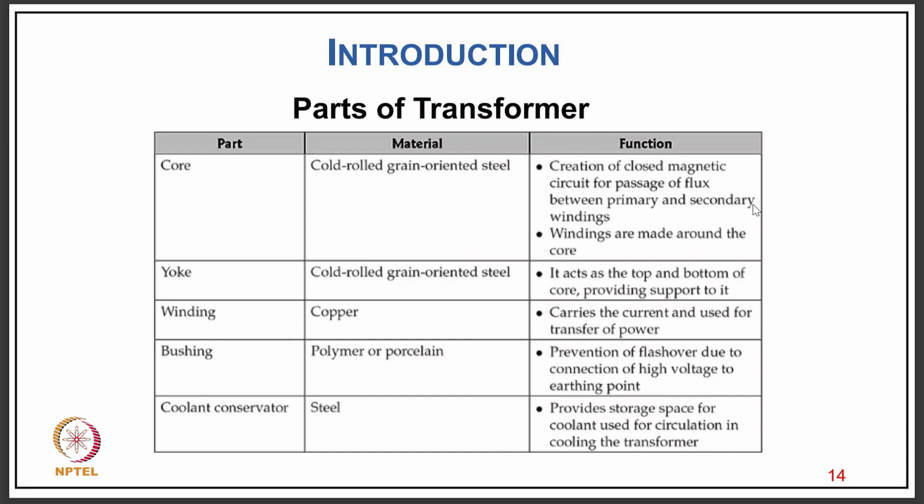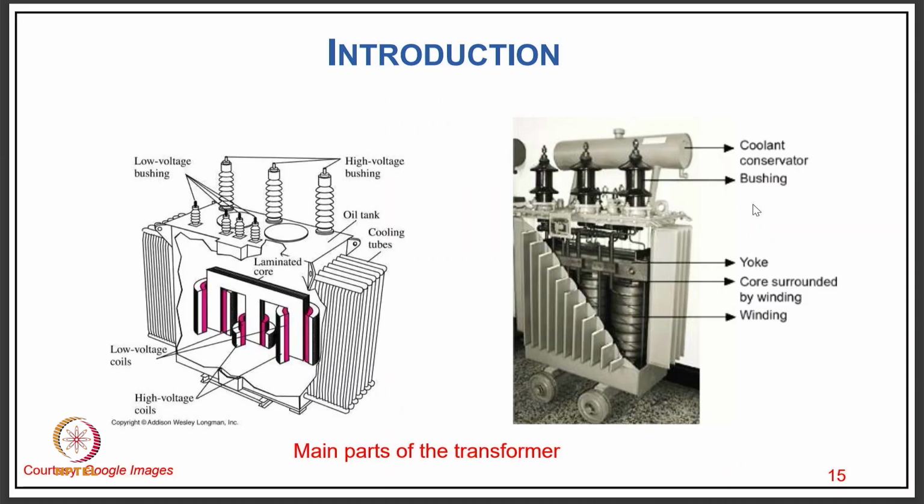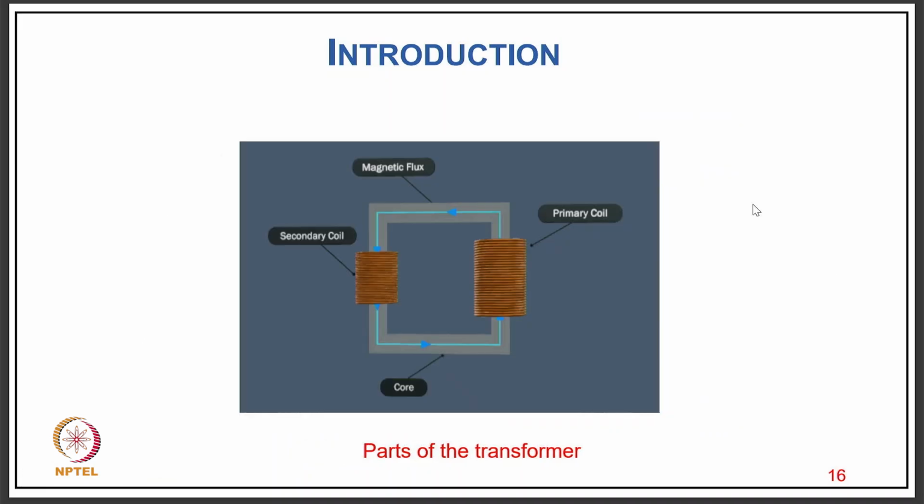Then of course the bushing, which is made from polymer and porcelain, and the coolant, which is made of steel. You can see again the different main parts of the transformer here, starting with the cross section. You have the core. Closer to the core is the low voltage winding, and then we have the high voltage winding after the insulation, so that the cost of insulation is reduced. And then of course we have a yoke, then a core surrounded by winding, then the bushing, and the coolant conservator. So you can see the basic parts here.